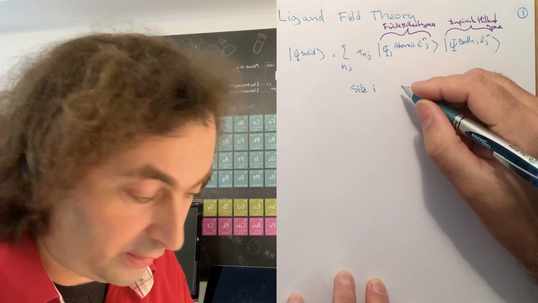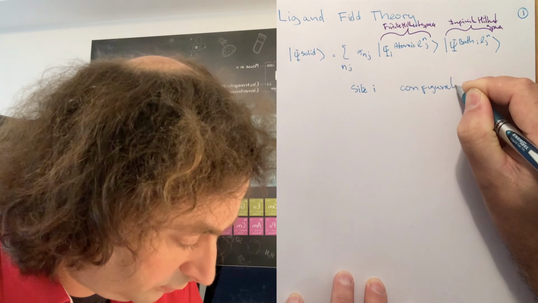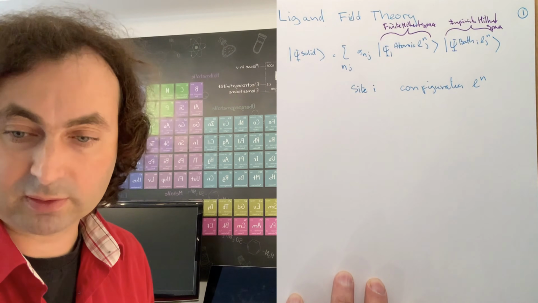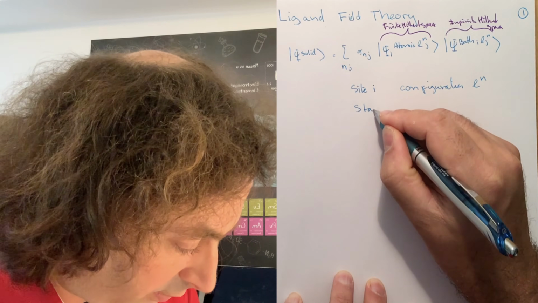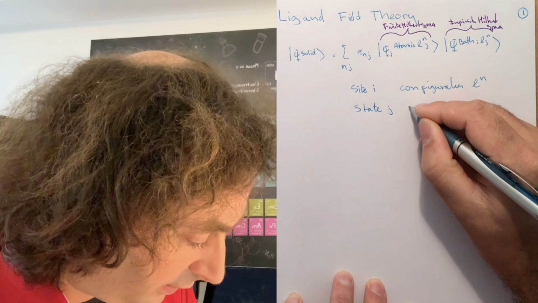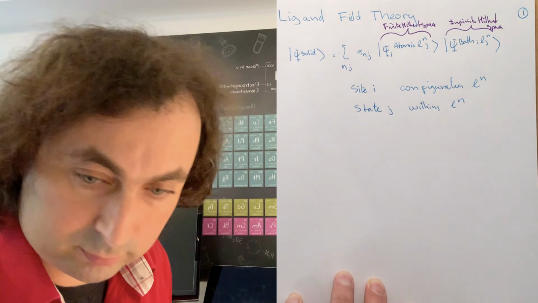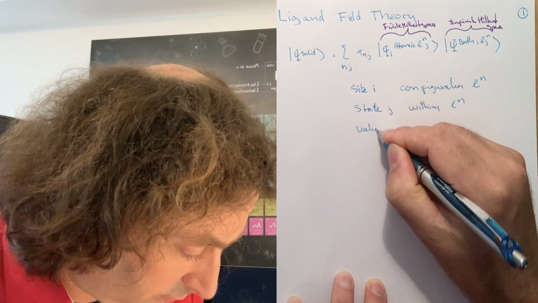And on site I have the configuration of L and N electrons in the L shell, and the wave function is given for state J within that configuration. And this is valid for all sites.